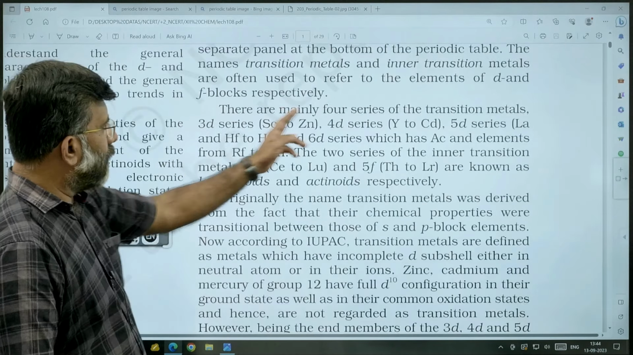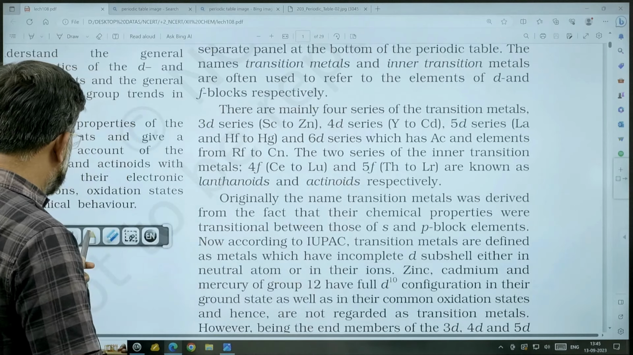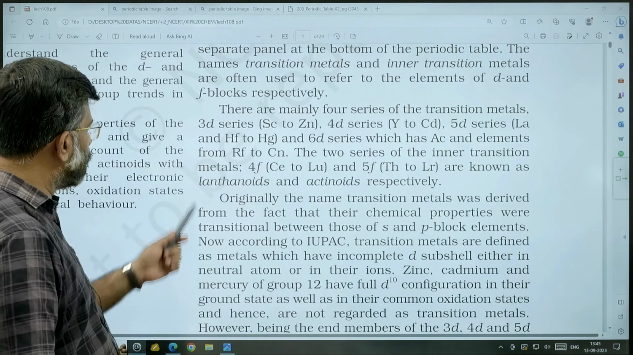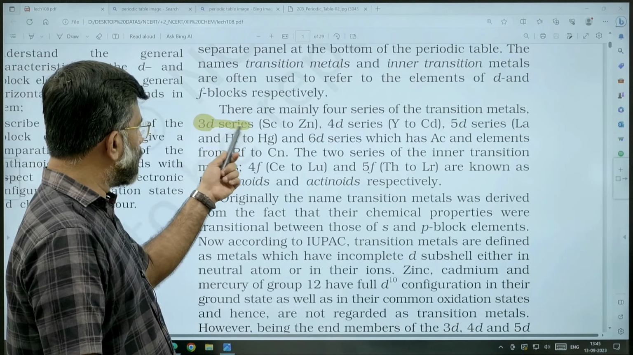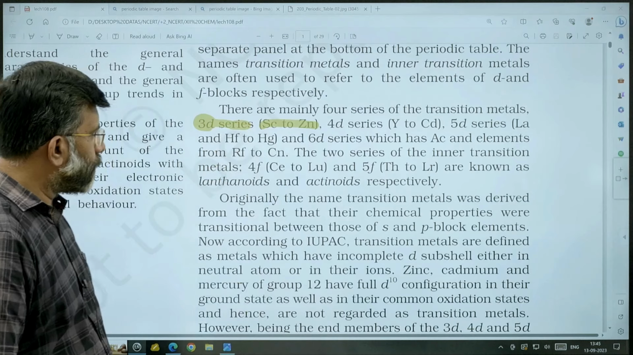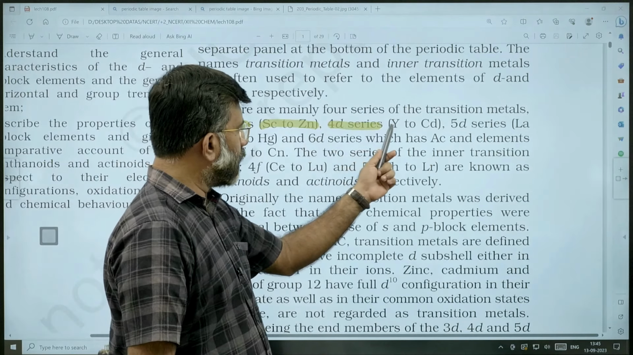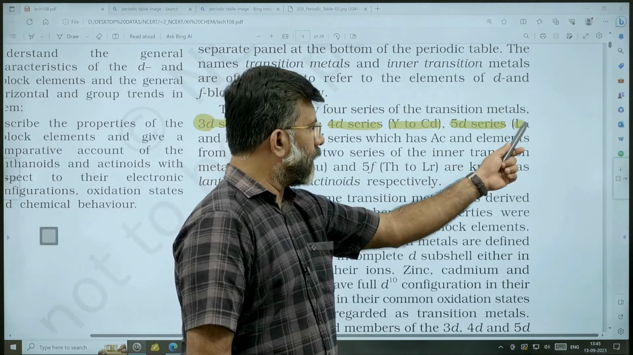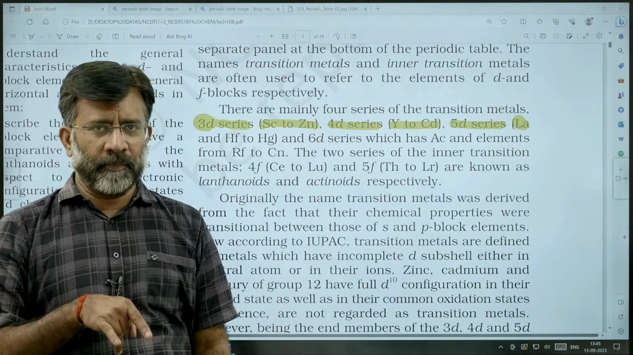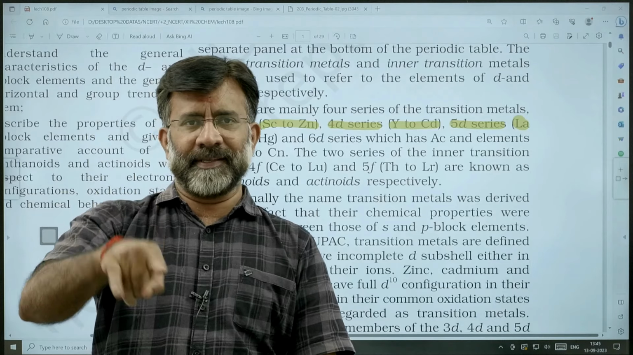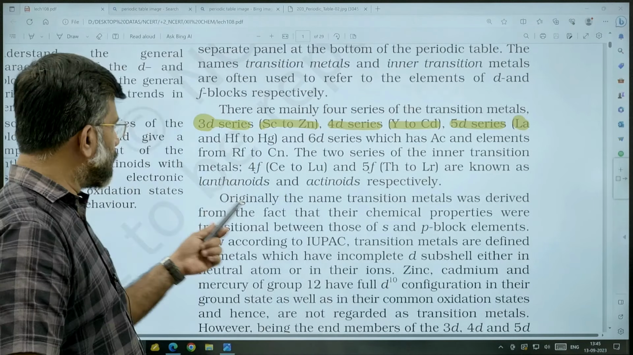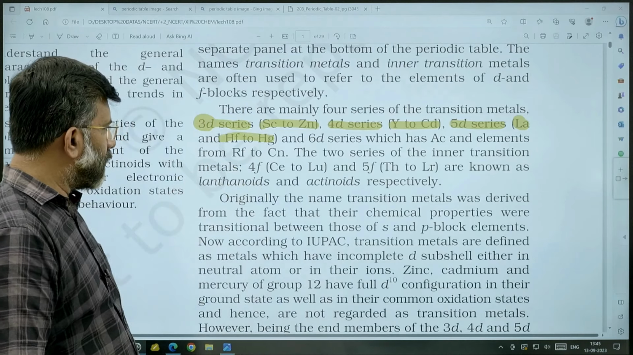There are mainly 4 series of transition elements. First one called 3D series, scandium to zinc. 4D series, yttrium to cadmium. 5D series, lanthanum. After lanthanum, 14 elements, cerium to lutetium, that is lanthanoids. And after that, hafnium to mercury continuous.